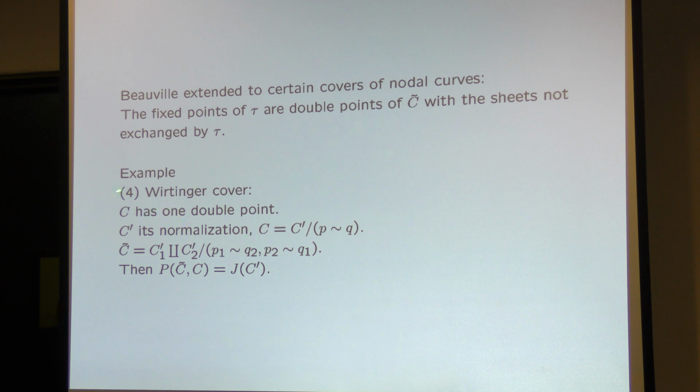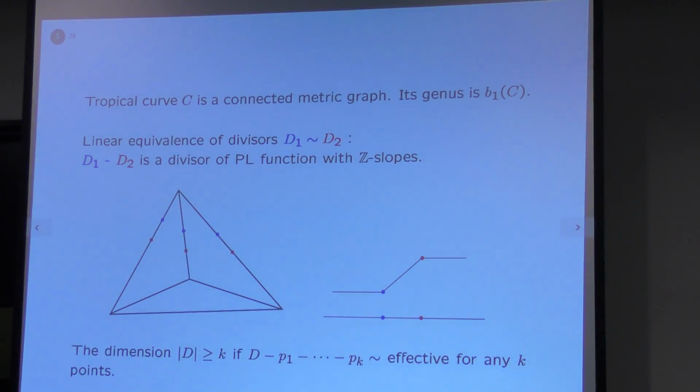So if C has one double point, you normalize it, take these 2 points apart, and then you take this normalization disjoint union with itself, and then you identify these points crosswise with each other. All right, so these are the 4 examples I want to consider, their analogs in a tropical setting. And you'll see all this construction.